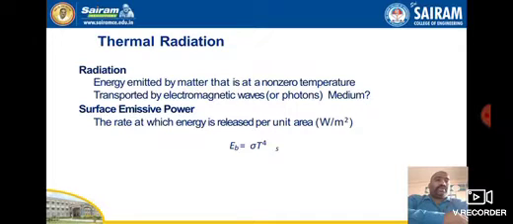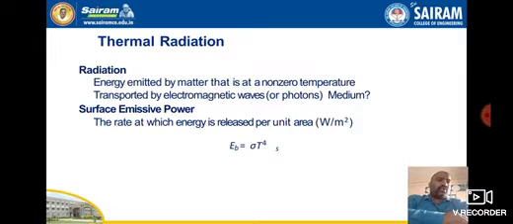Now the third mode of heat transfer is radiation. As you already know, the energy is emitted by matter at non-zero temperature, transmitted by electromagnetic waves or photons. You may have experienced this when some fire is going on at the corner. If you go near that fire, without touching it you feel that you receive some energy or heat. That is one example of radiation. One more example I can give is that the sun emits radiation to the earth's surface, which is also radiation.